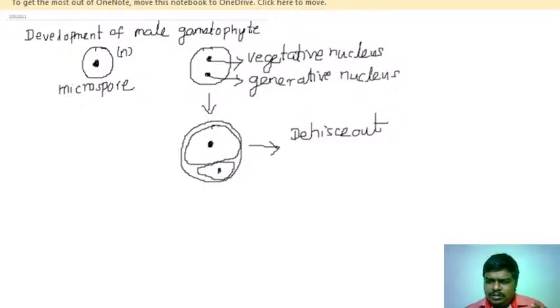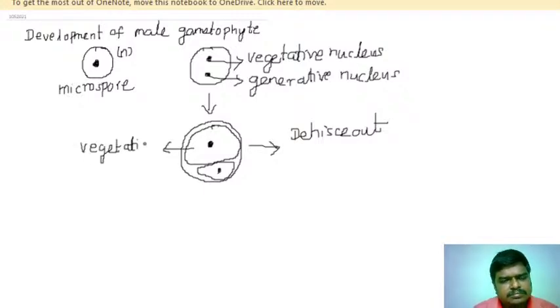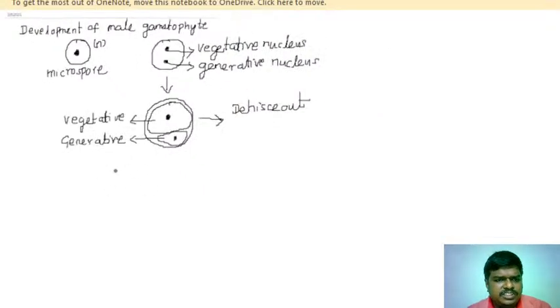The nucleus of the microspore divides and becomes vegetative and generative nucleus. Now the cell divides into a large cell, called the vegetative cell, and a small cell, called the generative cell. So this is the vegetative cell, and this is the generative cell. Two cells are formed, and this is how it will be released out.